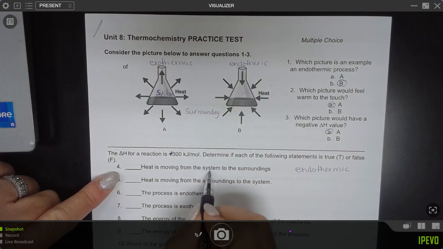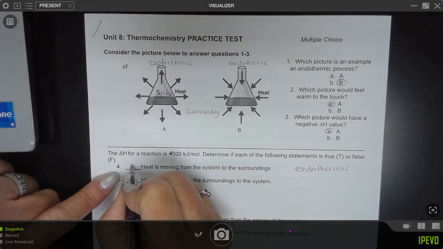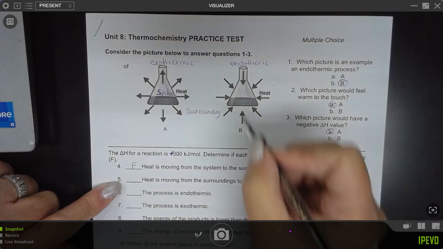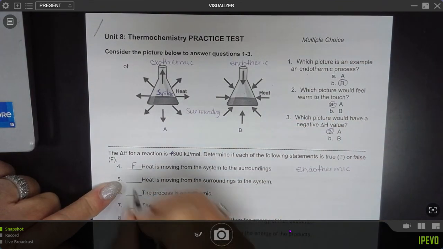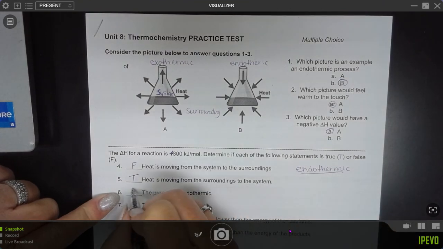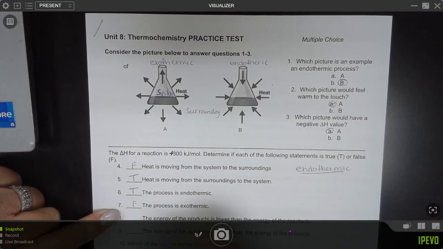Heat is moving from the system to the surroundings. That would be false. Heat is moving from the surroundings to the system. And we look at our picture up here, that's what's happening. So that's going to be true. The process is endothermic. True. The process is exothermic. False.